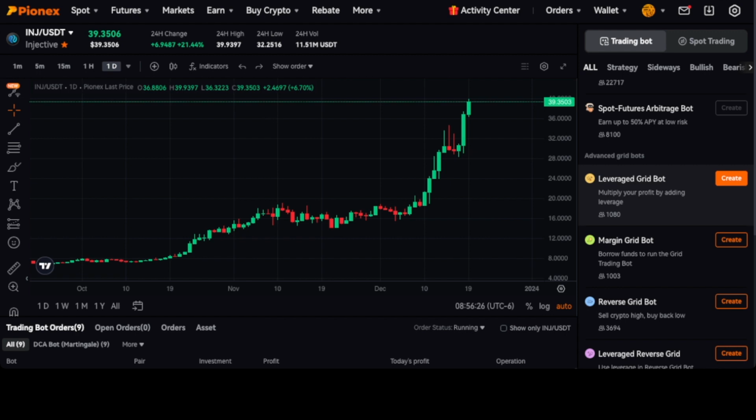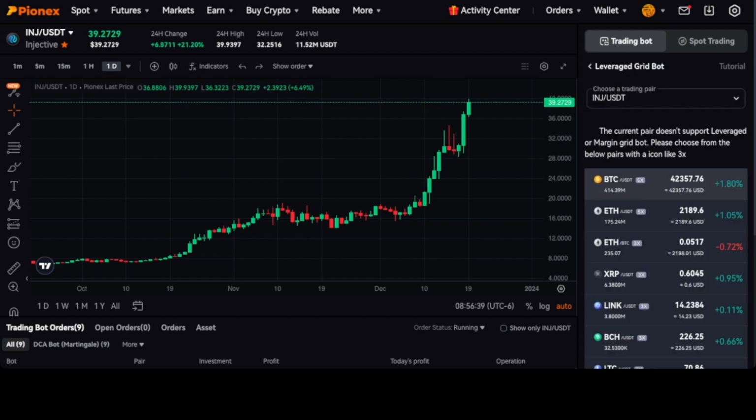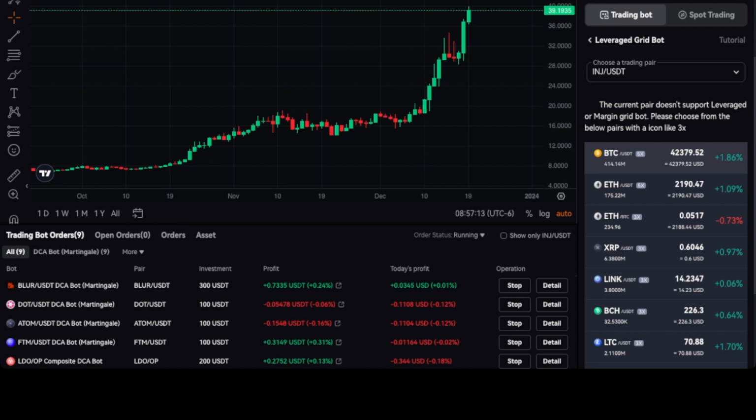With this, it's going to tell you what pairs do have leverage and what don't. So my INJ does not. So you need to find a trading pair that has the little icon next to it. Do you see how this one says BTC USDT 5 times? That means you can use that one on leverage. XRP has a ×3, Link has a ×3, BCH ×3. So there's only certain ones that really offer leverage on this. Okay, I'm going to go to BTC and do some leverage with that.